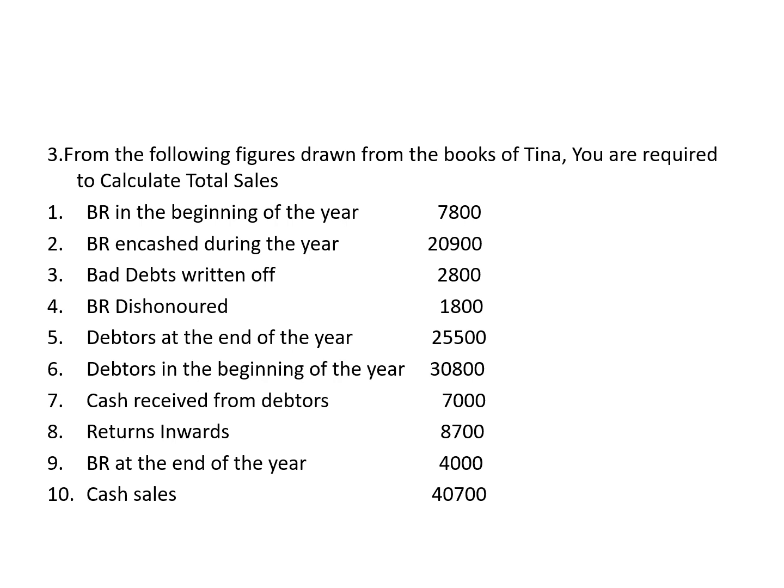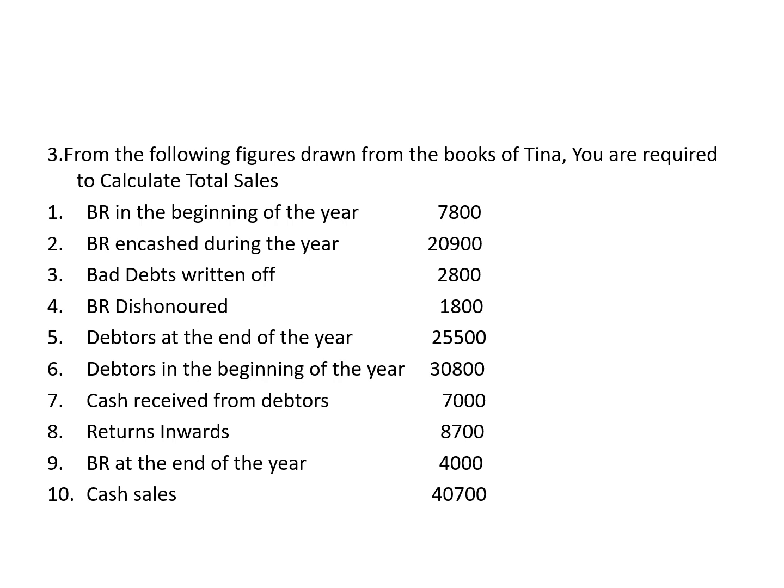BR encashed during the year. So in the BR account, you have to make this entry in the credit side as by cash 20,900. The next is bad debts written off. So this will go to debtors account on the credit side as by bad debts written off 2,800. BR dishonored is given. This is a contra entry. You'll have to make this entry both in the debtors and BR account.